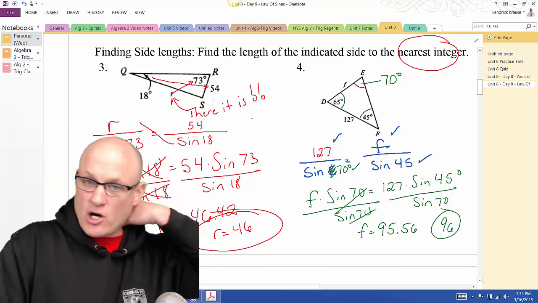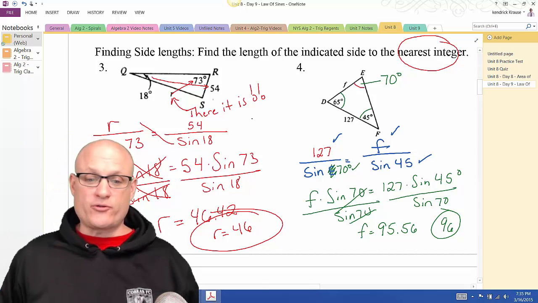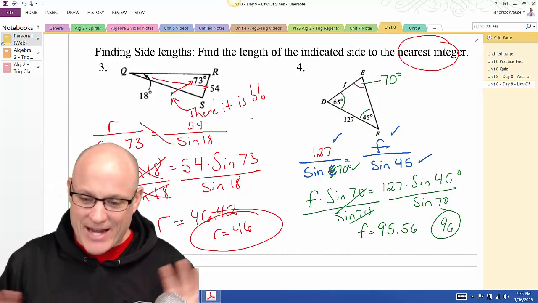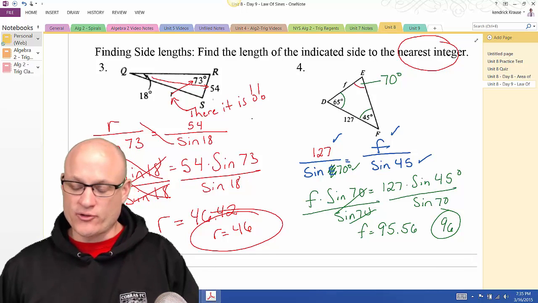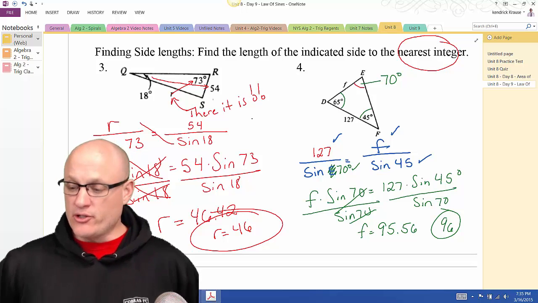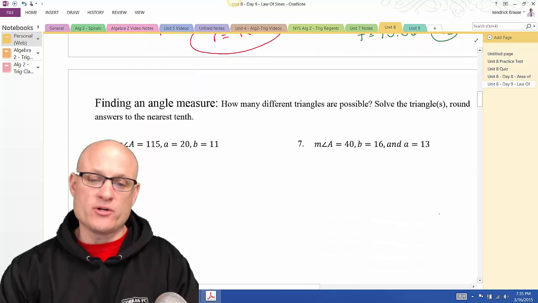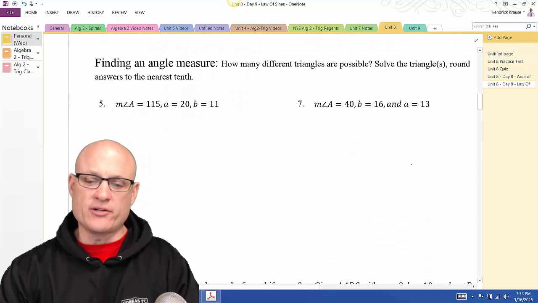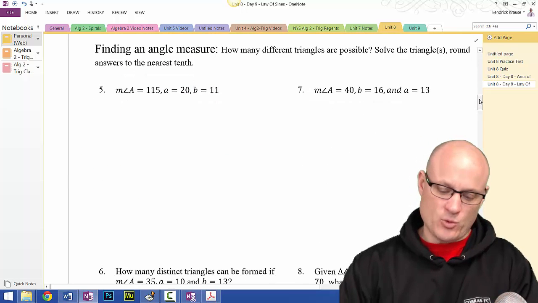So the law of sines, given any triangle, no longer do you have to use SOHCAHTOA. You can use the law of sines for any triangle to find either a given side or a given angle. So far, we've found a given side. Now we're going to use it to find a given angle. But you'll notice these directions are a little strange. What are we going to do?